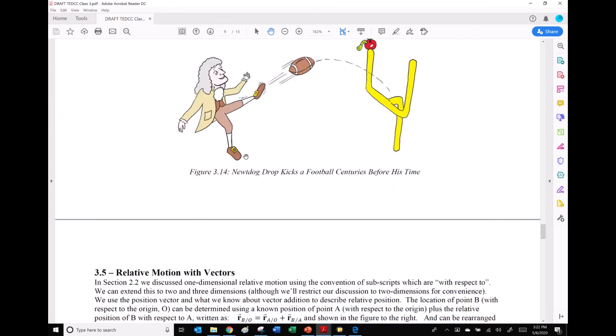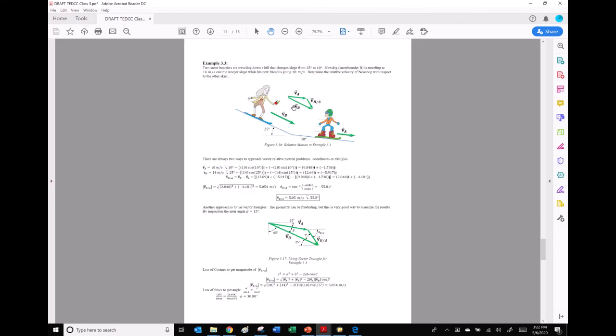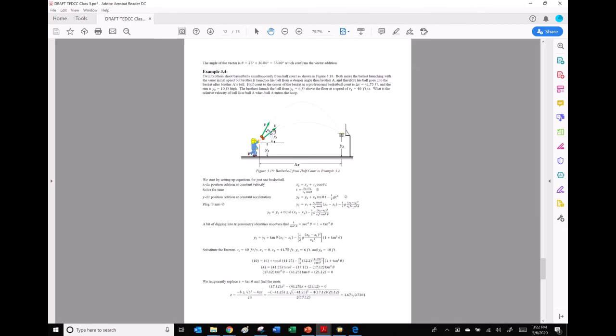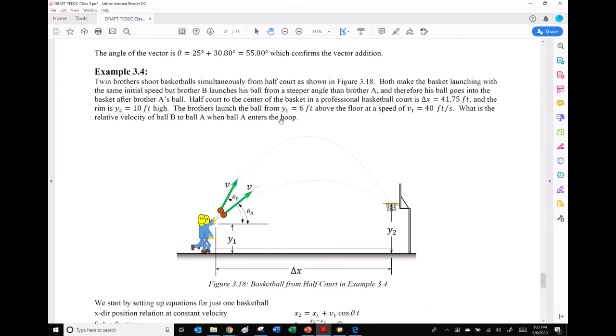I had like an evil problem. Okay, well, we talk about relative motion. Here's the evil problem. We have the relative motion, and so we got these two boys, and they're brothers. I think they're brothers. Yeah, they're brothers, right? And they're shooting basketballs, and they shoot with the same velocity right here, and it lands.